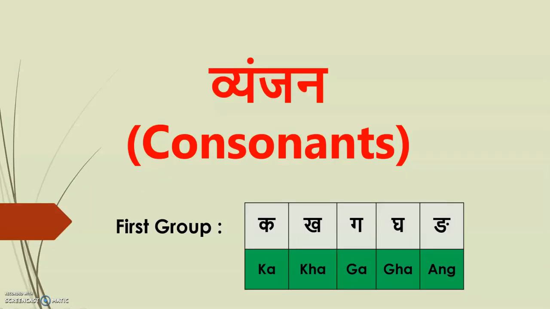In this lesson, I have divided the consonants into groups. The first group or the first row has the following letters. The first letter is k. Then we have k. The next letter is g. Then we have gh. And the last letter of the first group is ang. I will be explaining this in details with examples now.